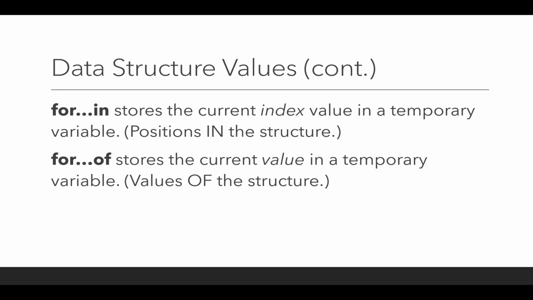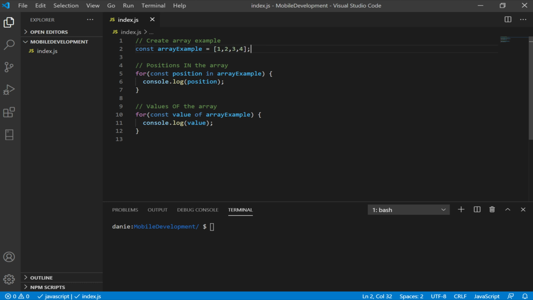So here we have an array created on line 2, array example, with the values 1, 2, 3, and 4. Remember, an array is a sequence of values where the order is important. Arrays also start with an index of 0. So its positions then would be 0, 1, 2, and 3, the positions in the array.